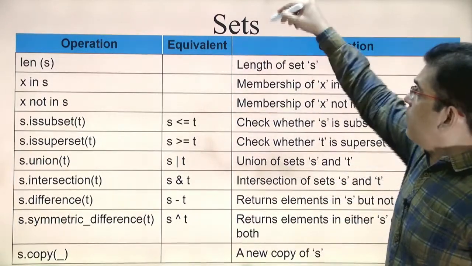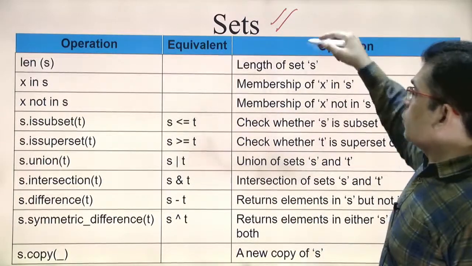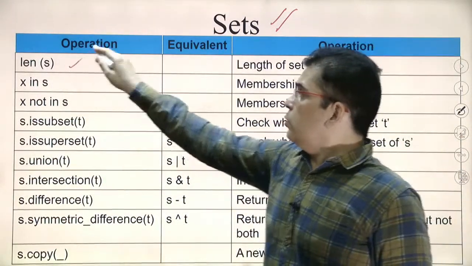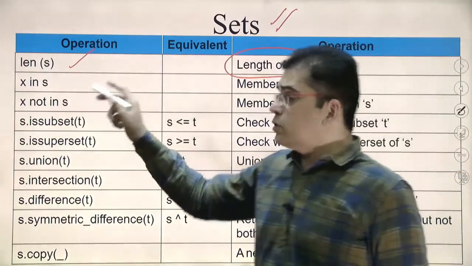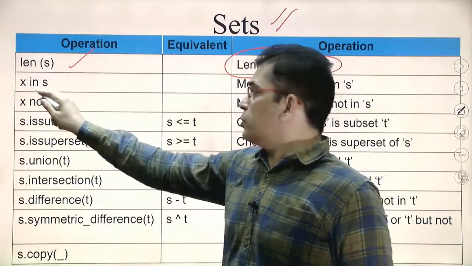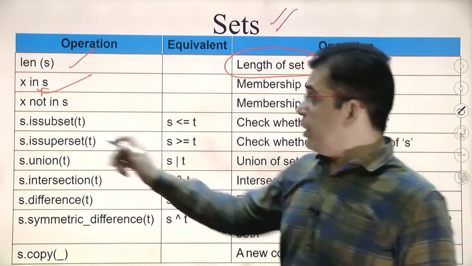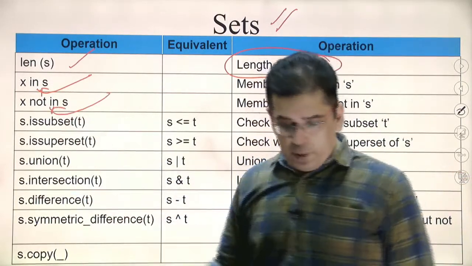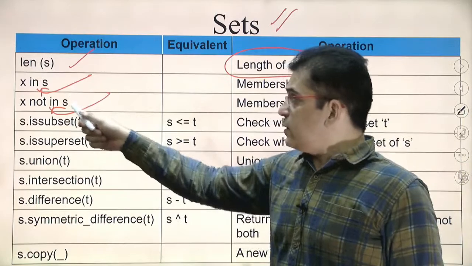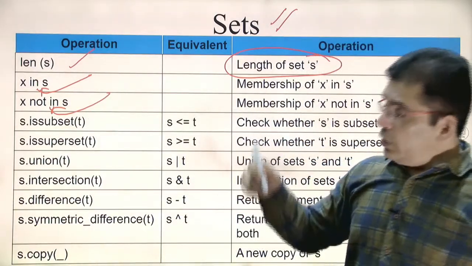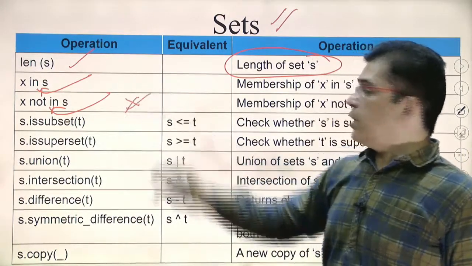I have made a complete slide covering all the operations, their equivalent operations and the output here. So if I want to apply the length operation, it will calculate the length of set S. If I want to search an item, then the in operator will be used. In yesterday's class, I explained the membership operators in and not in. This is the real-time example of the membership operator. If X is in S, then the in operator will be used, and it will show the membership. If X is not in S, then the not in membership operator is used.